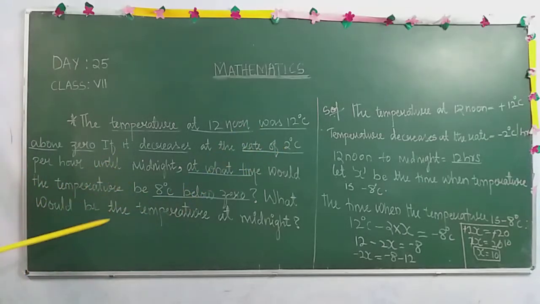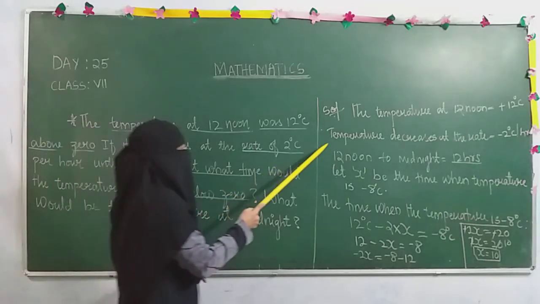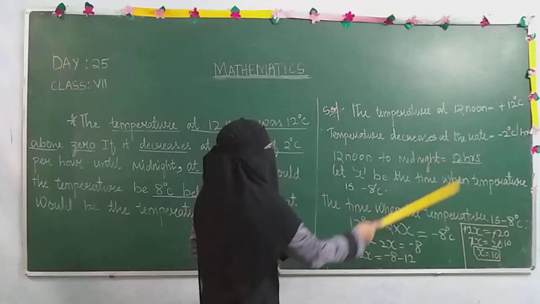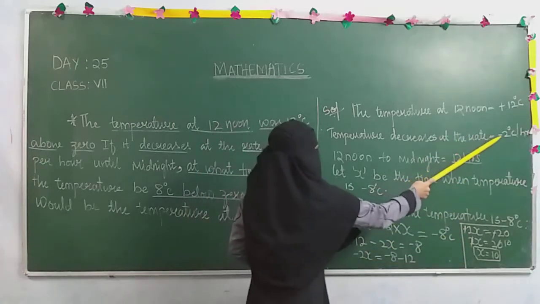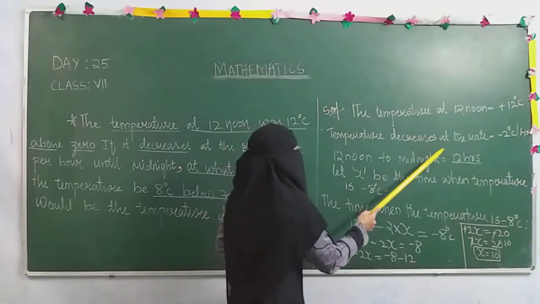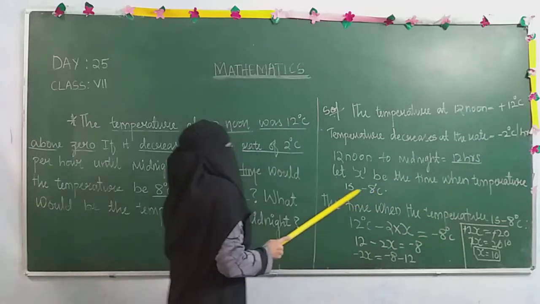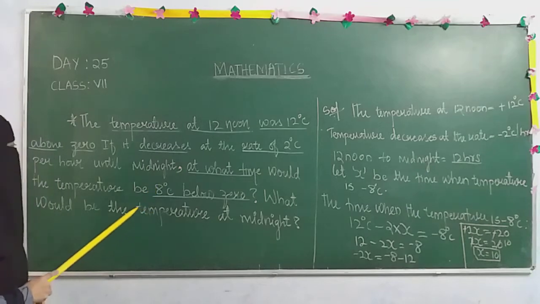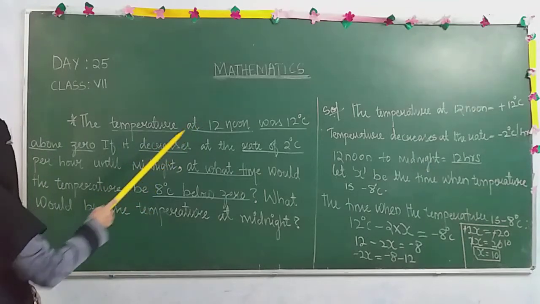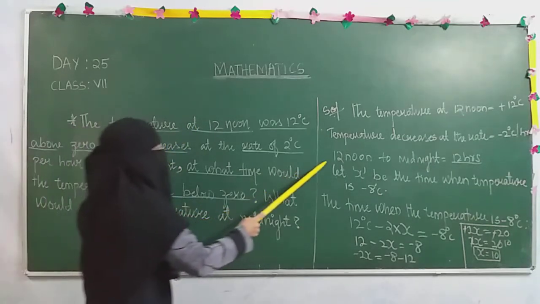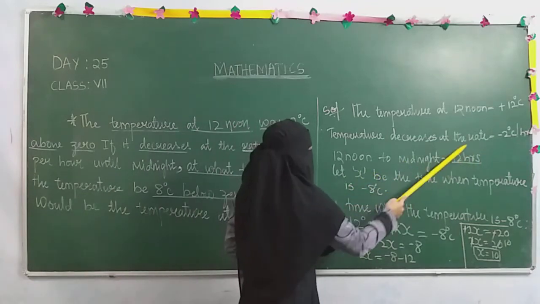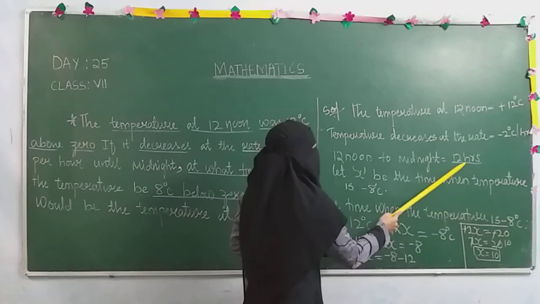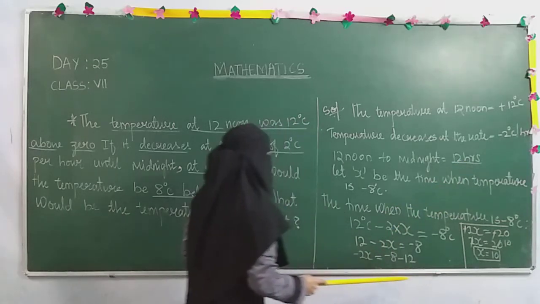So till midnight the temperature is getting decreased, and I am writing that. Temperature decreases at the rate equal to minus 2 degrees centigrade. This minus is nothing but decreasing. It shows that the temperature is decreasing. Next, 12 noon to midnight: up to when is the temperature getting decreased? From 12 noon to midnight, which is a difference of 12 hours. We have calculated the difference, which is not going to be used even though it is 12 hours.